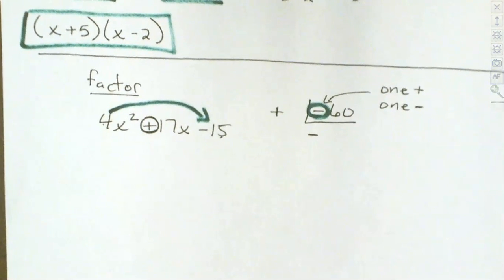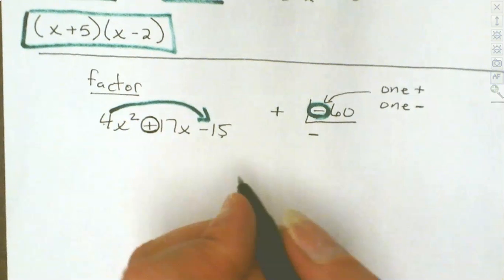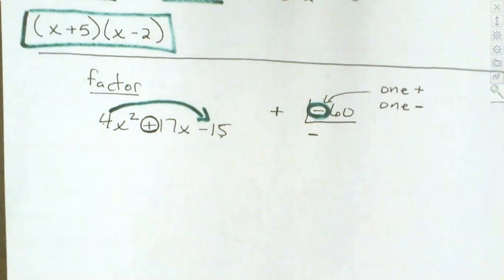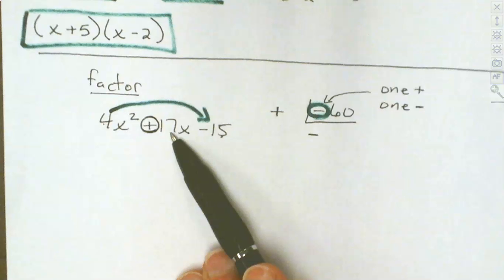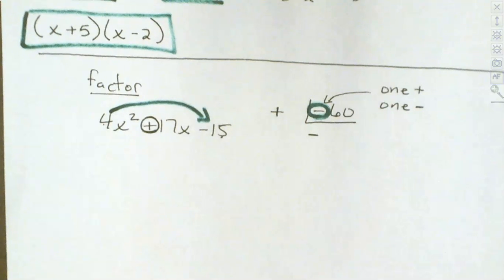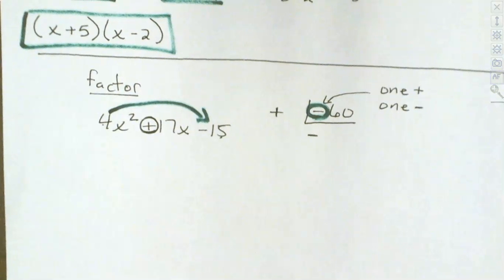Now we have to find the two numbers. We want two numbers that multiply together to give you a negative 60. In this case, subtract from each other to give you a 17. So multiply together to give you 60. Subtract from each other to give you a 17. Well, I'll go ahead and tell you the numbers now, but later on, you're going to have to try to help me find the numbers.